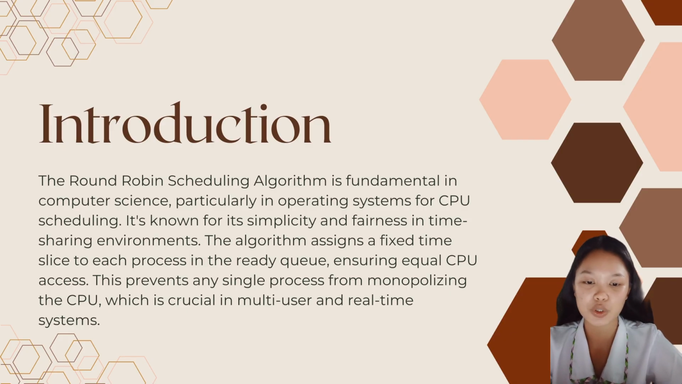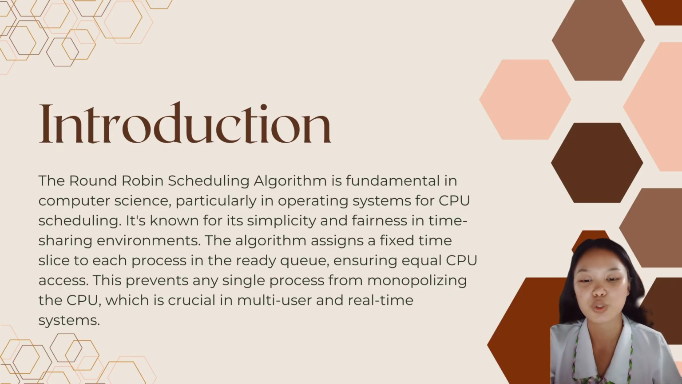The round robin scheduling algorithm is fundamental in computer science, particularly in operating systems for CPU scheduling. It is known for its simplicity and fairness in time sharing environments. The algorithm assigns a fixed time slice to each process in the ready queue, ensuring equal CPU access. This prevents any single process from monopolizing the CPU, which is crucial in multi-user and real-time systems.